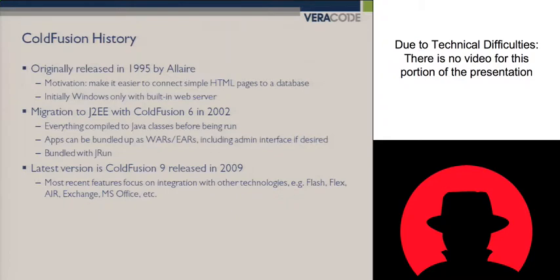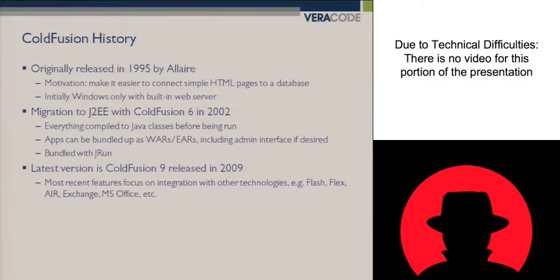and so it makes it a little bit more portable to different servers. So with ColdFusion 6, everything got compiled to Java classes before it was run. Apps could be bundled up as wars or ears, just like any other J2EE application. You could bundle up the admin interface and other pieces that come with the ColdFusion runtime. And ColdFusion 6 was bundled with JRun, which was the J2EE server that Allaire, actually it was Macromedia by this time, had also purchased through a different acquisition. So they were kind of bundling all these products together.